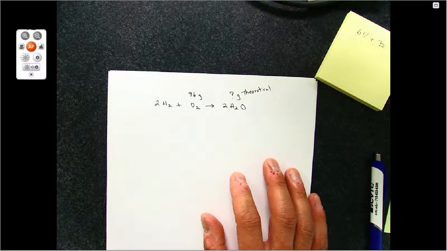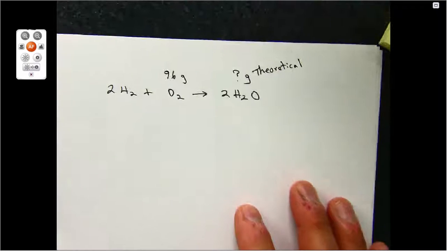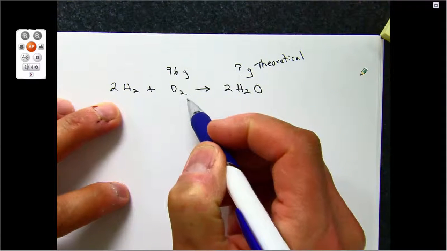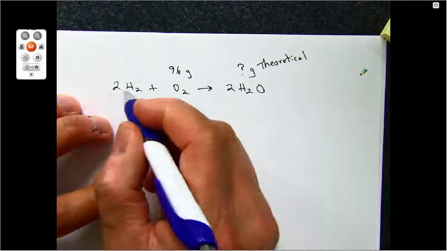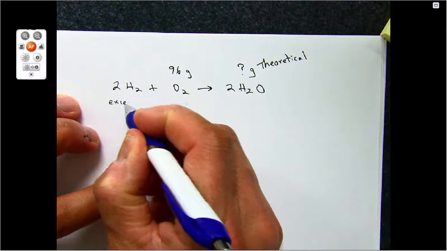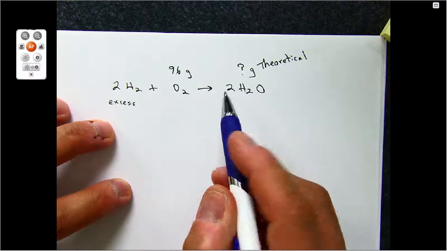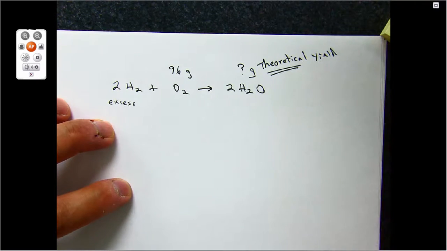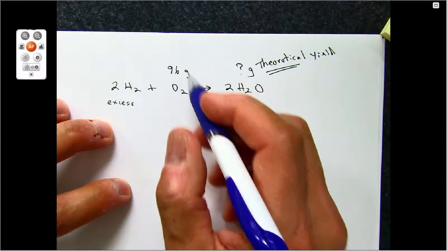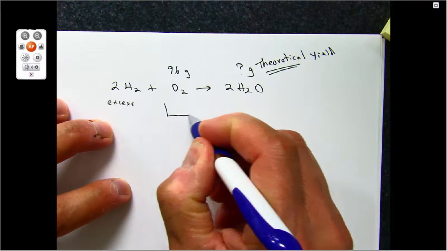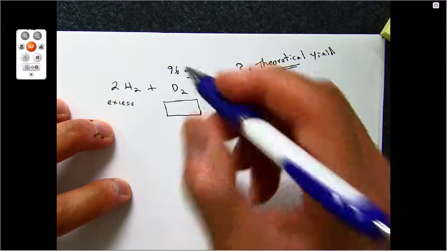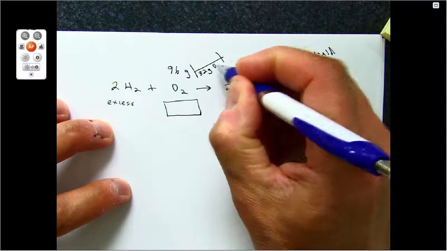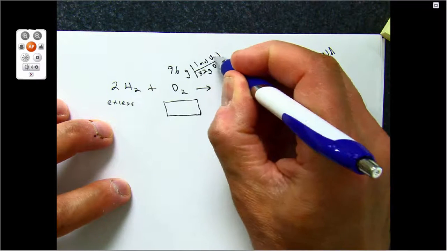so we're just going to make water. So if we have 96 grams of oxygen, we're going to assume we have enough hydrogen. We'll call this excess. Anytime we do that, this is our theoretical yield. So if we take 96 grams of O2, and to get moles here, we would do 32 grams of O2 in 1 mole of O2.